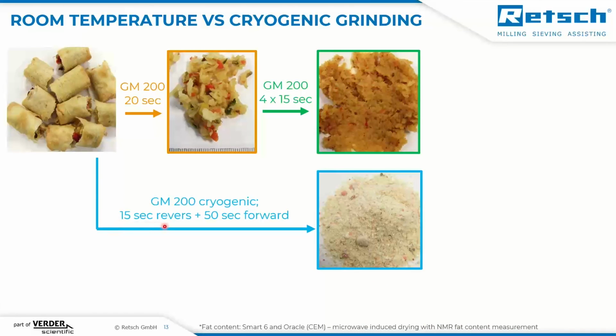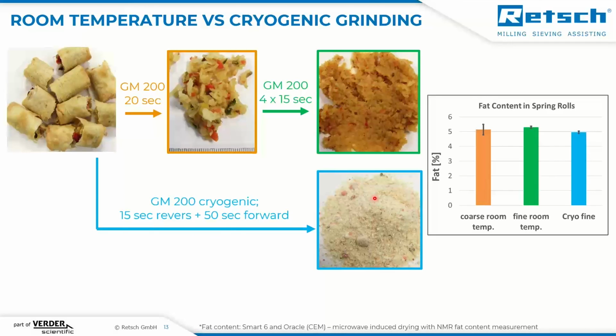15 seconds in the reverse mode. So we use the blunt end of the rotating knives in this mill to have an impact event. We cannot cut a hard frozen sample in the beginning. So the sharp side of the rotating knife doesn't help us in the beginning. So we have to pre-cut it or crush it with the impact mode. And then we can use the full speed in a second grinding step, in the fine grinding step, and come to similar results to the sample size reduction at room temperature.